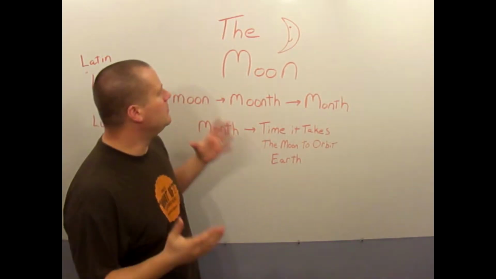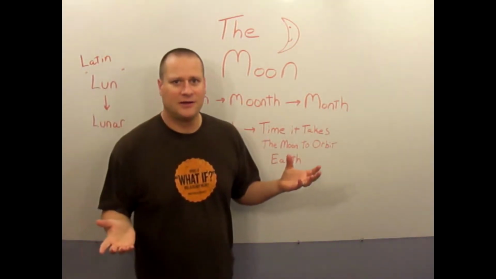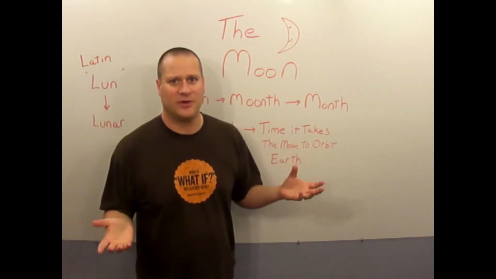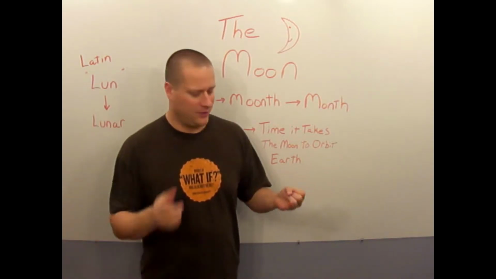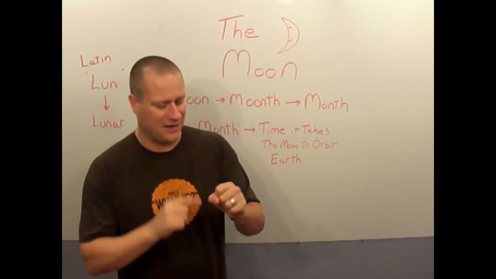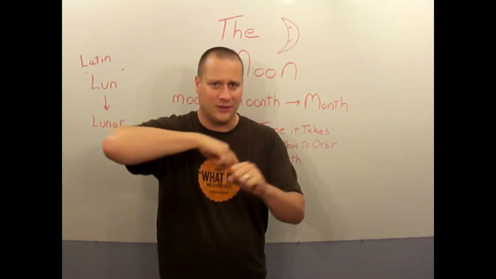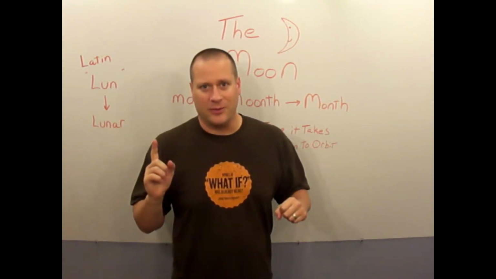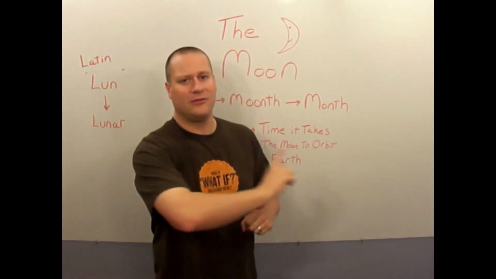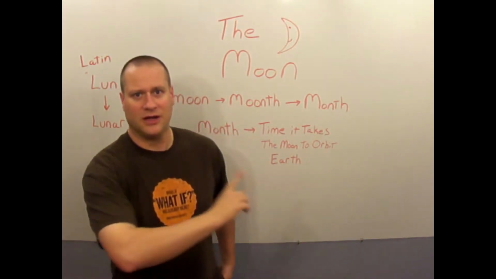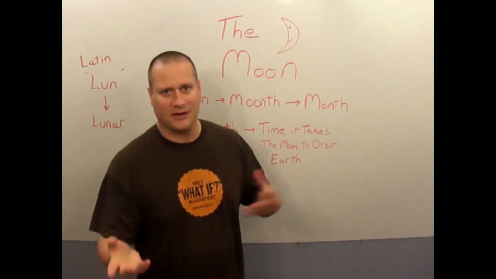What is the moon? The moon is the dark satellite that orbits around Earth. So we discussed what a satellite is. A satellite is something that revolves around something else. We talked about what an orbit is, right? It revolves around the Earth, which means it goes around it. So a satellite, orbit, all tied together.